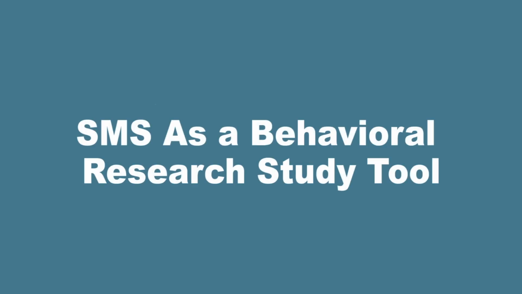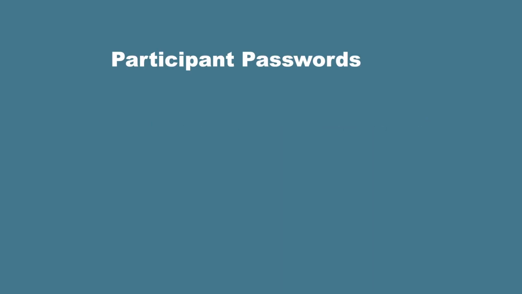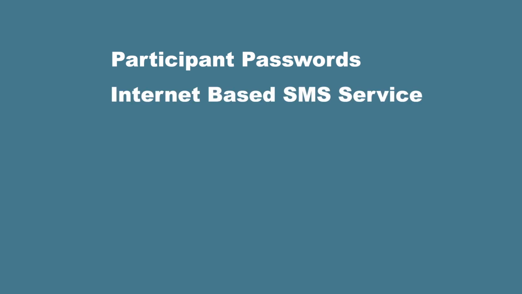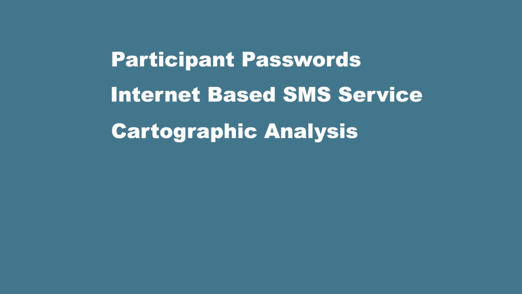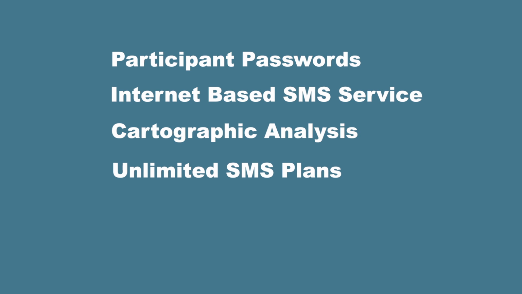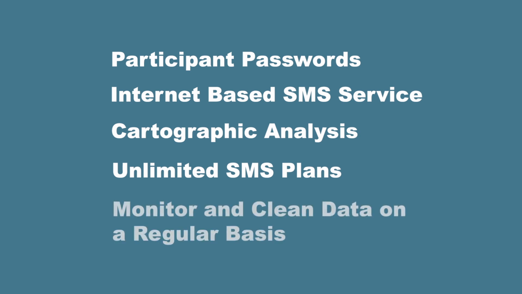This concludes our SMS video series. In sum, to ensure privacy and security, use participant passwords and ambiguous wording of messages. To increase speed and functionality of the SMS system, consider using an internet-based SMS service to send messages. Also, consider a cartographic analysis to assess signal optimization and find locations with the greatest signal strength. To keep costs down for everyone, encourage the use of unlimited SMS plans and compensate participants to cover their messaging costs. Finally, to ease data analysis at the study's completion, monitor and clean the data on a regular basis.